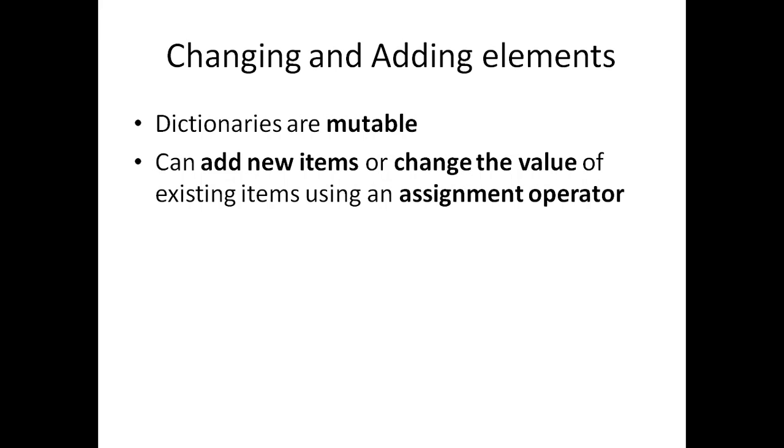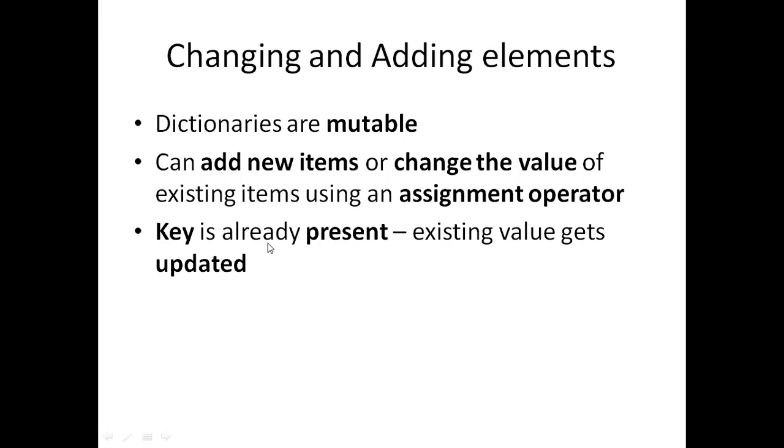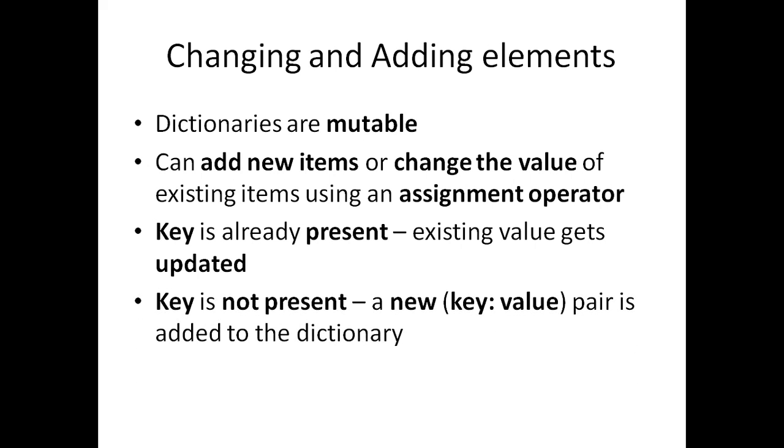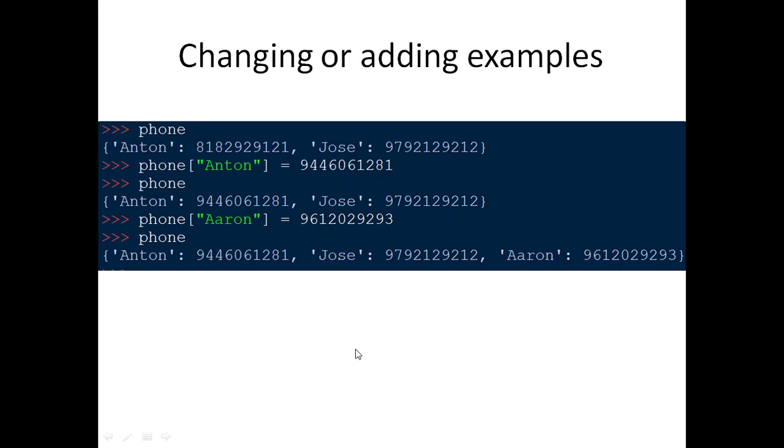So we can add new items or change the value of existing items using the assignment operator. We can simply use the assignment operator to add new items. Or if you want to change the value of existing items, it is also possible using the assignment operator, that is the equal operator. So if the key is already present, then the existing value gets updated. When we give this value, if the key is already present, then that key's data value will be updated with a new value. If that key is not present, a new pair will be added to the dictionary.